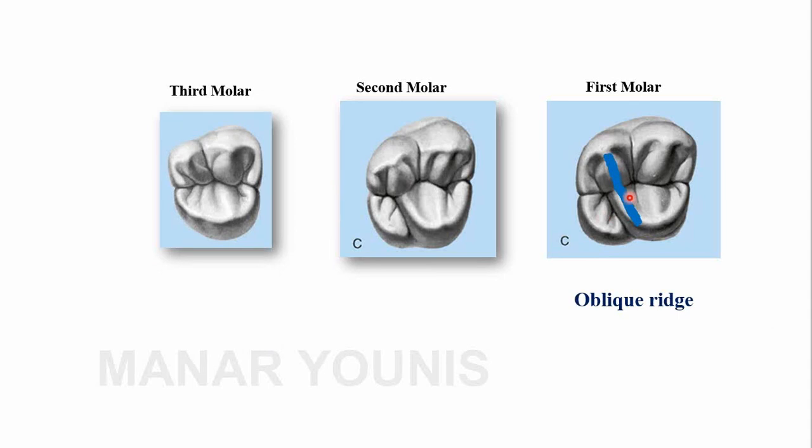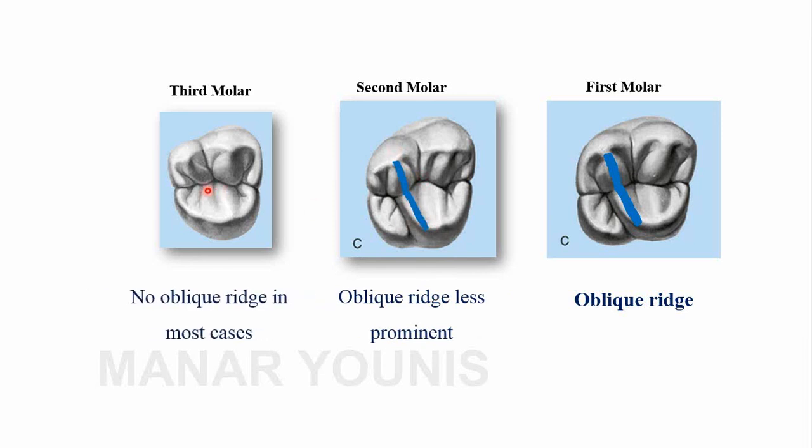Oblique ridge is a characteristic feature for maxillary molars. It is less prominent in the second molar and may be even absent in the third molar, especially the 3-cusp type. If the third molar is presented with a 4-cusp type, it will show an oblique ridge similar to that found in the second molar.